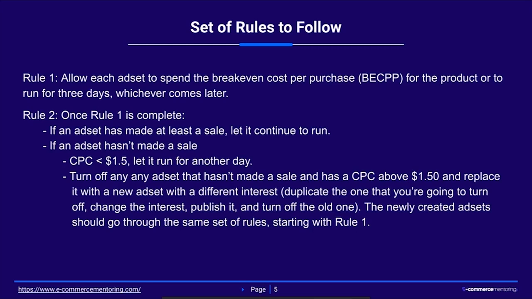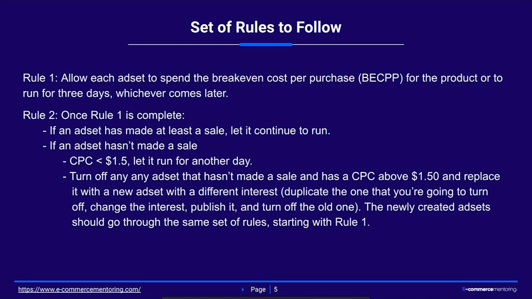So I've basically gone through this example. You can calculate your break-even cost per purchase as well with the same method. And what you have to do is, as per the rule number one, you have to allow your ad set to spend at least this much of amount. Okay. So let's say if your margins are $25, you need to let ad set run for at least $25 to let it spend that amount and provide some good data.